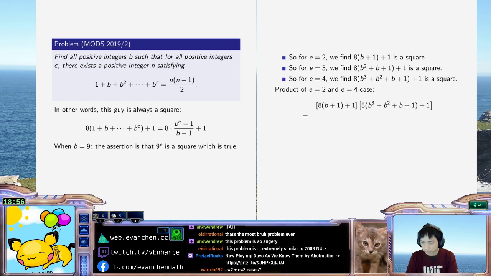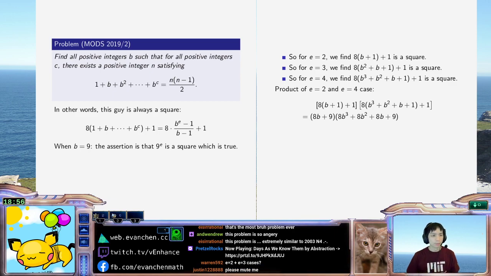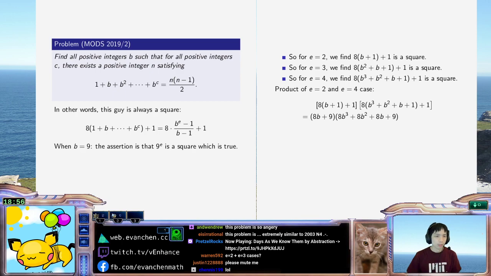Okay, so this is (8b+9)(8b^3+8b^2+8b+9), the e equals 2 and e equals 4 cases. See, the problem is if you try to combine e equals 2 and e equals 3, you get Pell stuff, right? The reason I picked e equals 2 and e equals 4 is the product is a polynomial of even degree with leading coefficient equal to a perfect square. And when that happens, you can bound it between two polynomials.